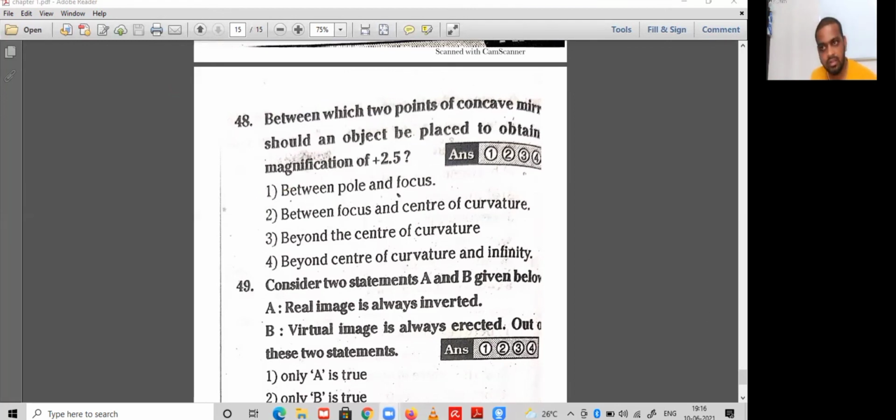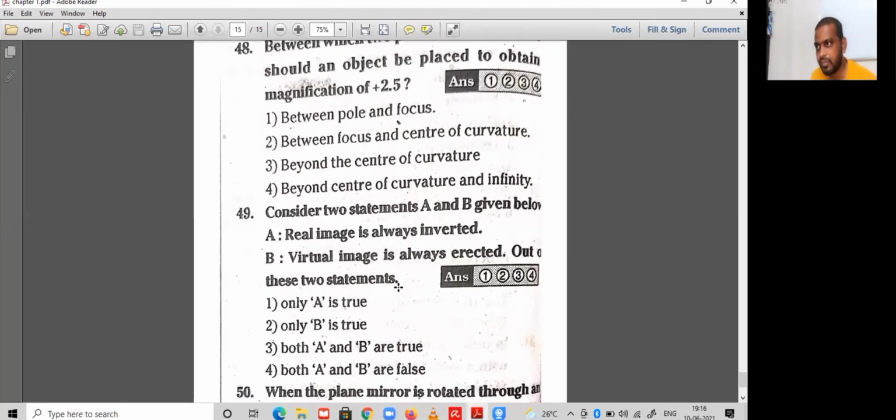Question 49. Consider the 2 statements A and B given below. A: Real image is always inverted. Yes, it is correct. B: Virtual image is always erect. Out of these 2 statements, both are true. Option 3 is the correct option for question 49.